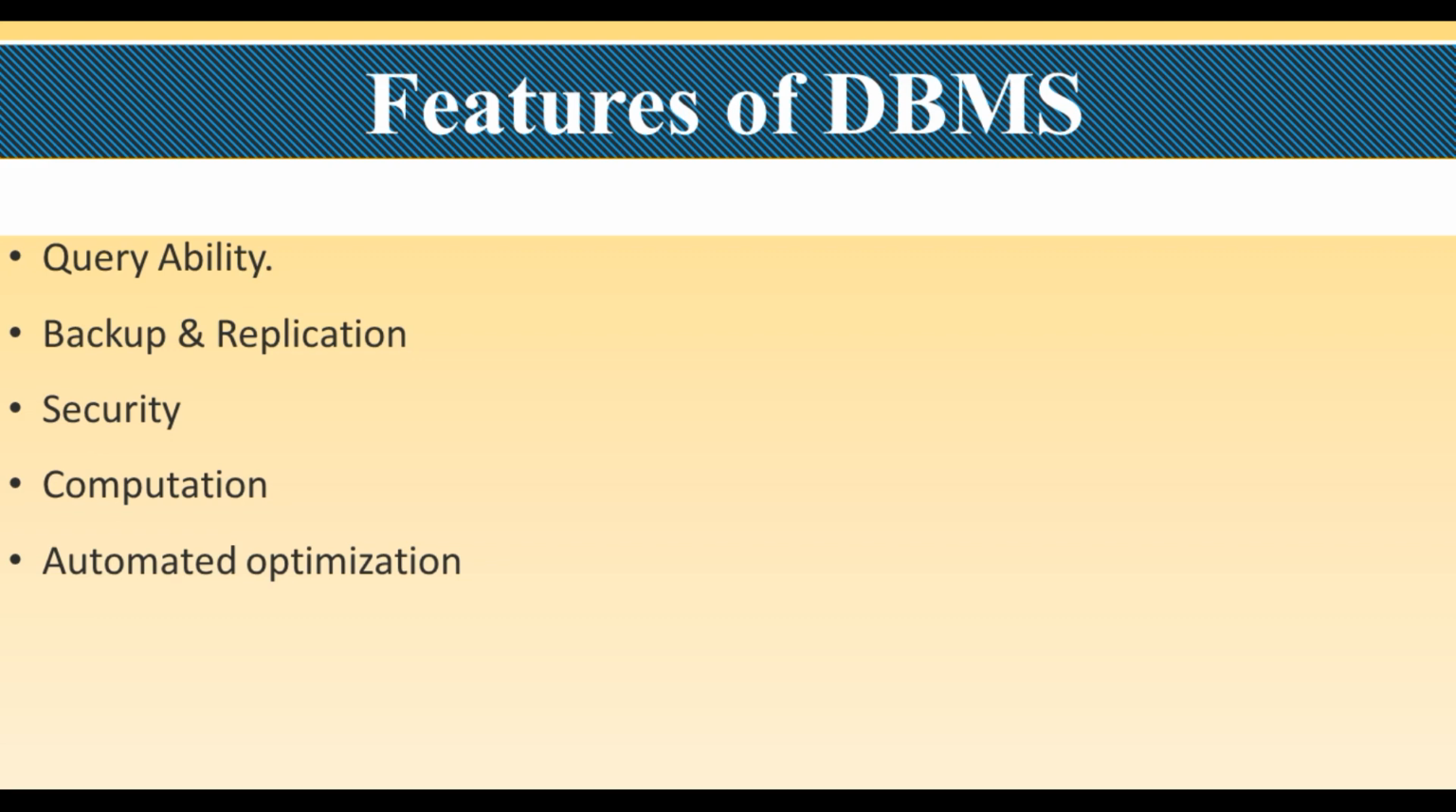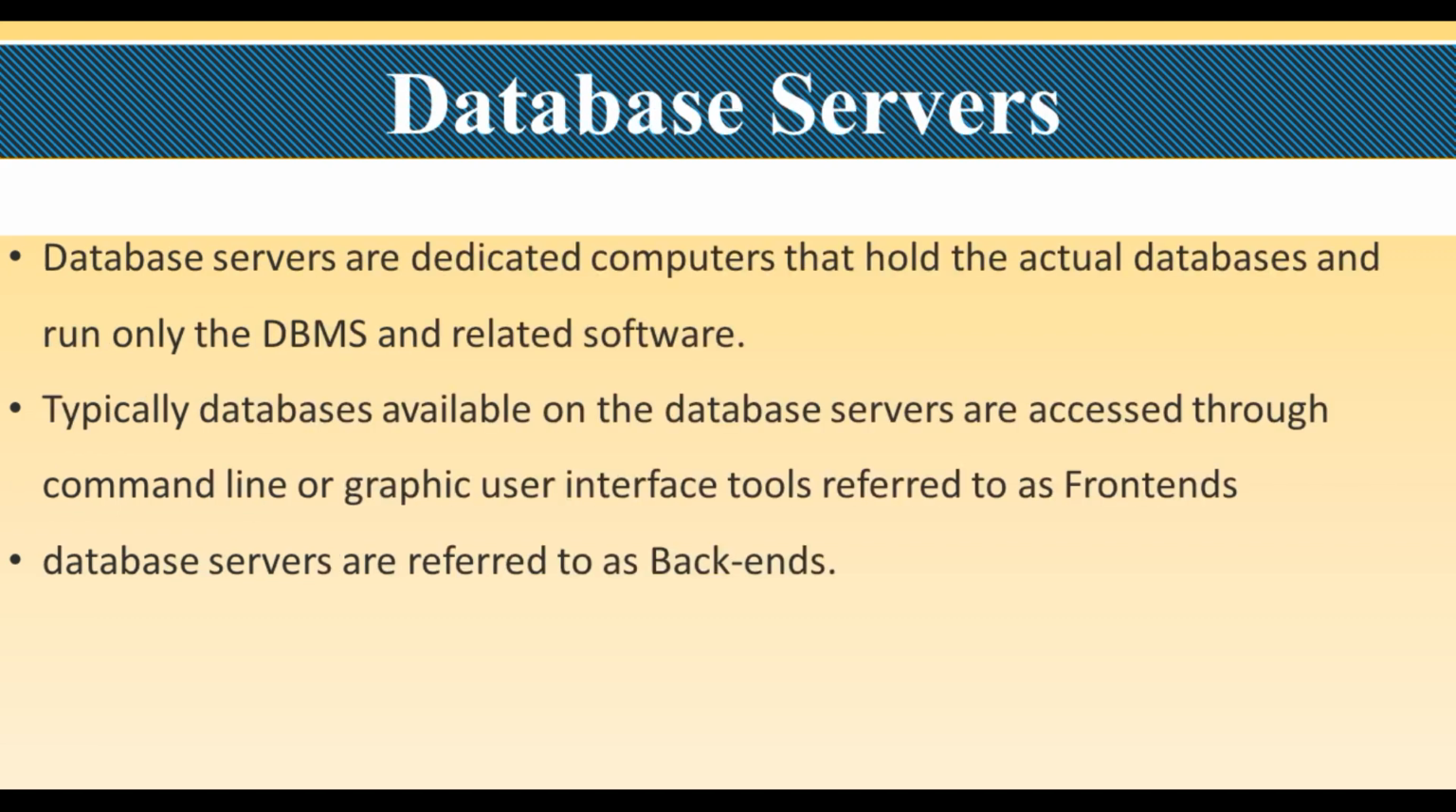Automated optimization, student, the last particular feature of DBMS, automated optimization. It means when a particular program is created for a DBMS, for example, if I have opened an RD in a bank, I mean a recurring deposit account, it will automatically cut the amount from my salary every month on whatever date you have set. That is automated optimization. It will automatically perform your operation, as well as check how many transactions you have done or not.